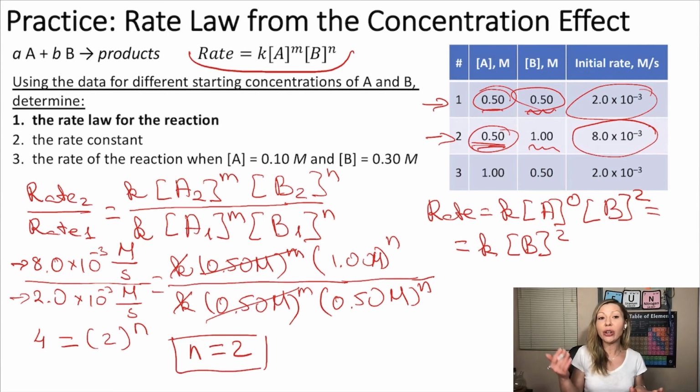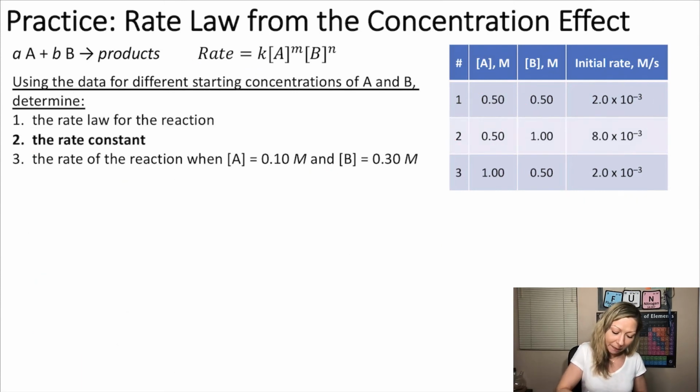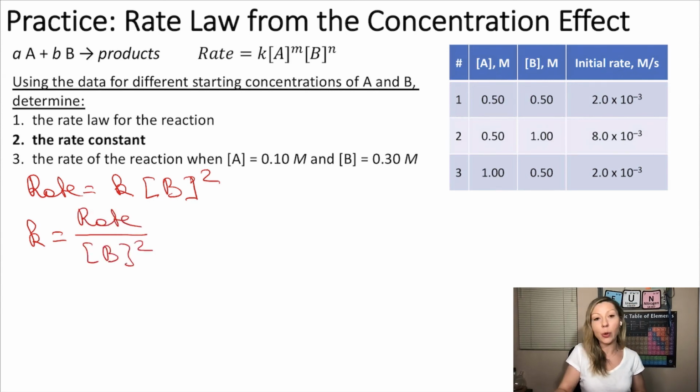Now, since we figured out the rate law for this reaction, right? This is the rate expression. Now we can move forward and actually calculate the rate constant K. So let's do it here. So we said that the rate equals K multiplied by B on the exponent of 2. I can solve for K from here. So K equals the rate divided by B on the exponent of 2, or more precisely, concentration of B on the exponent of 2.